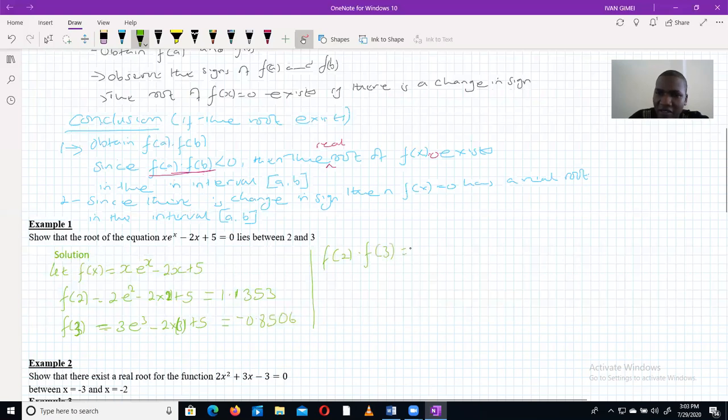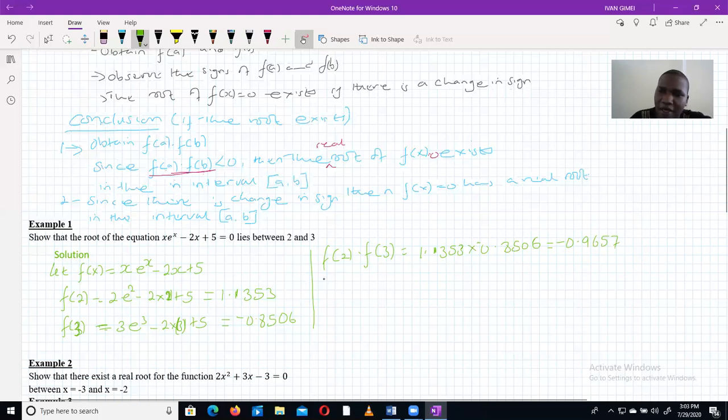What this gives us is of course the same as 1.1353 times 0.8506. Of course this is negative. What does it give you? What does this give? This is 6. Let me try using a calculator here. It gives us negative 0.9657. So you know that this is negative and it's below 0, of course.